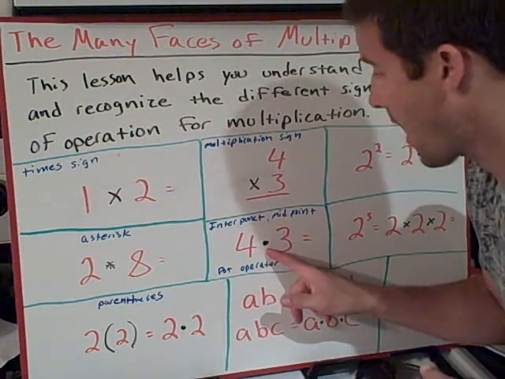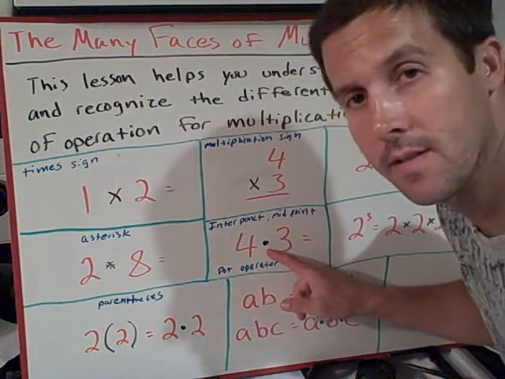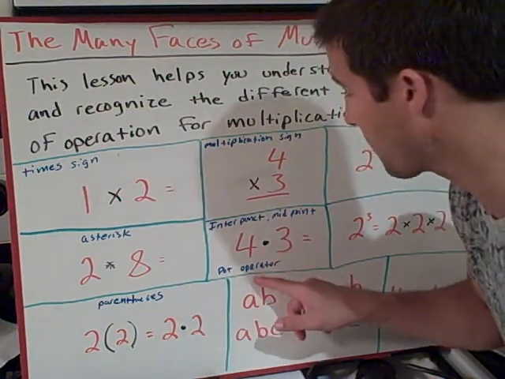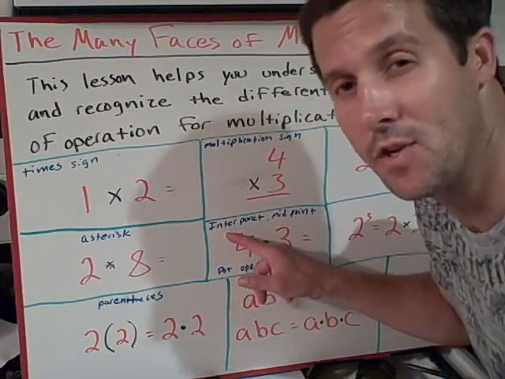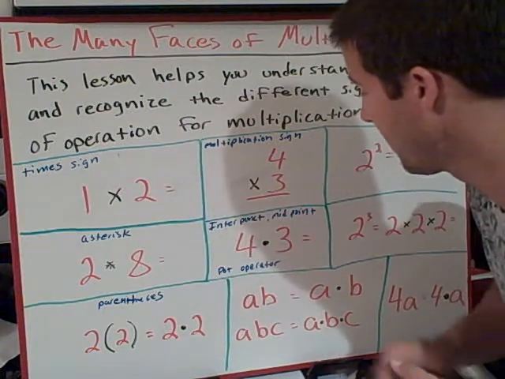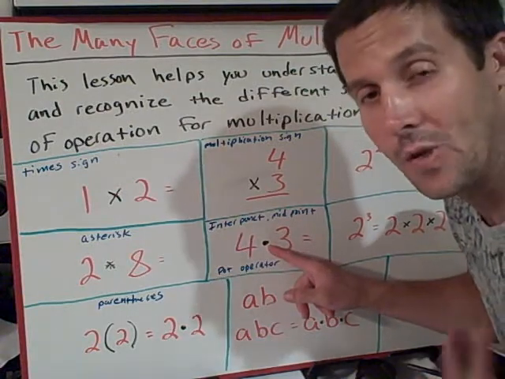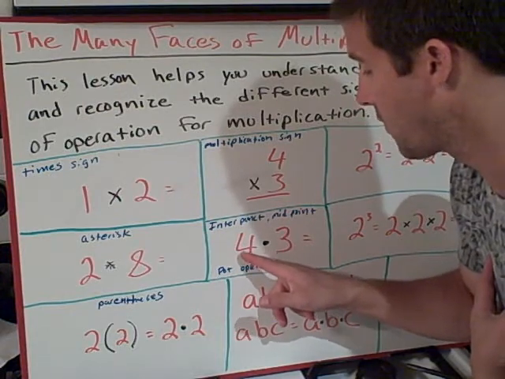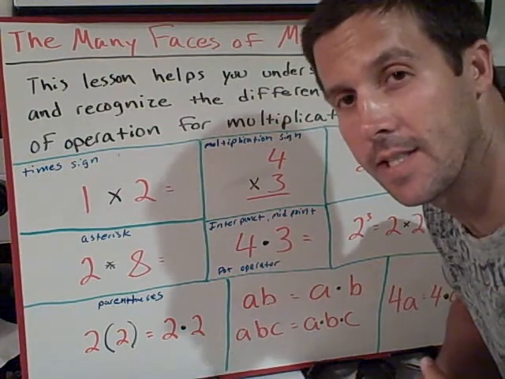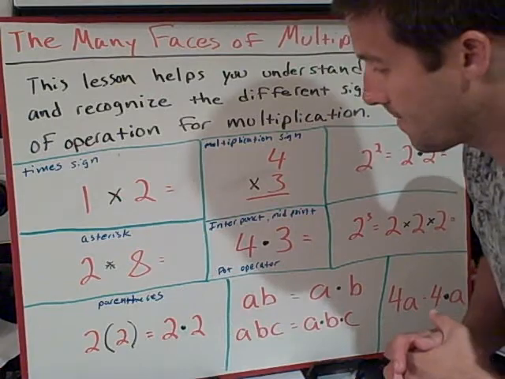The one that's used most commonly is the midpoint, also called a dot operator, or a funnier name, it is the interpunct. This dot, which I like to call it, also means multiply. So this means 4 times 3. Let's look at some other examples.